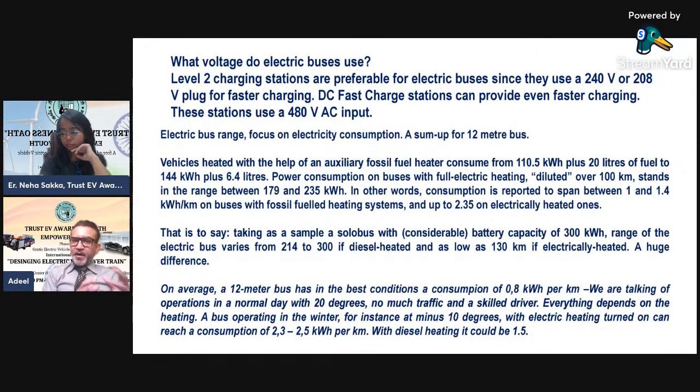A bus operating in the winter, for instance, at minus 10 degrees with electric heating turned on can reach a consumption of 2.3 to 2.5 kilowatt hour per kilometer. With diesel heating, it could be 1.5. So these are the case scenarios that I took for a 12-meter bus: what is the best case scenario for charging, what is the mileage you can achieve, and the ambient temperature also matters, as does the level of charging station required for charging an electric bus.